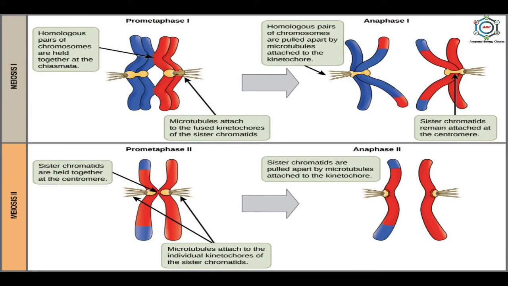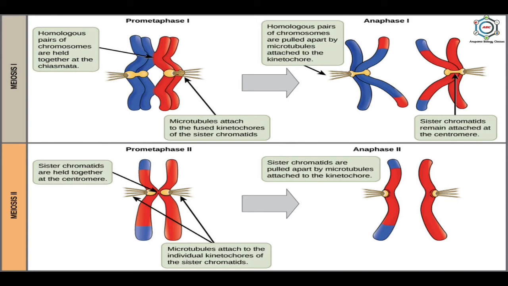Now, in this picture, you can see how the chromosomes segregate in meiosis first and second. In meiosis first, you can see at the prometaphase first, the homologous pair of chromosomes are held together at the chiasmata and the microtubules attach to the fused kinetochores of the sister chromatids. After the metaphase, in the anaphase stage, the homologous pairs of chromosomes are pulled apart by microtubules attached to the kinetochore, and the sister chromatids remain attached at the centromere.